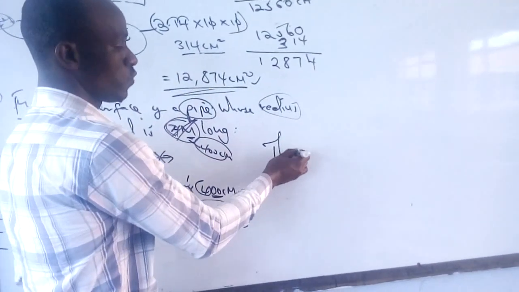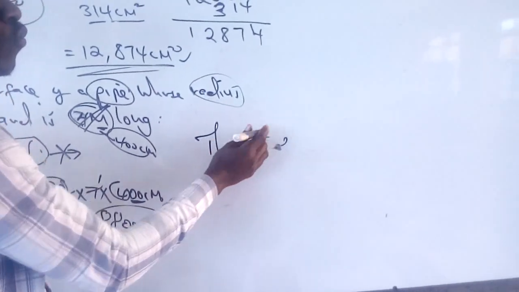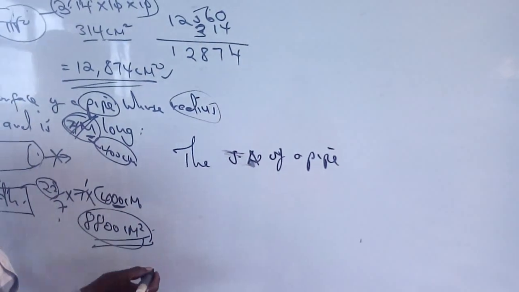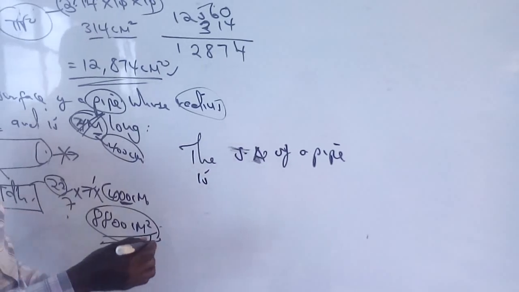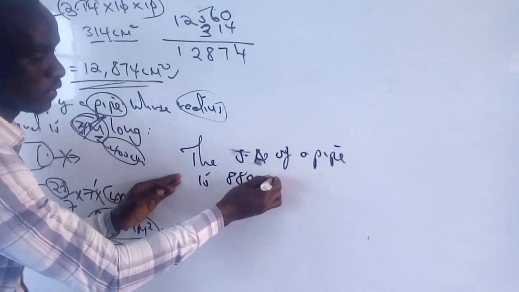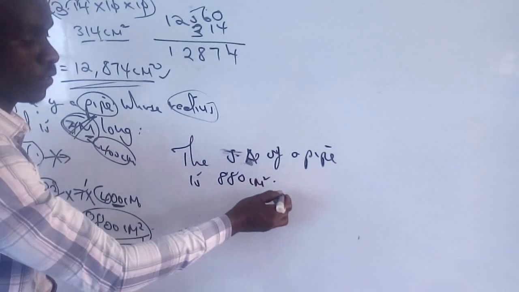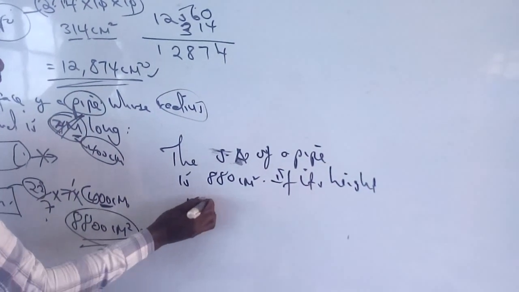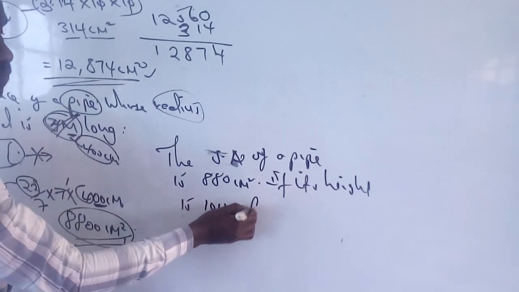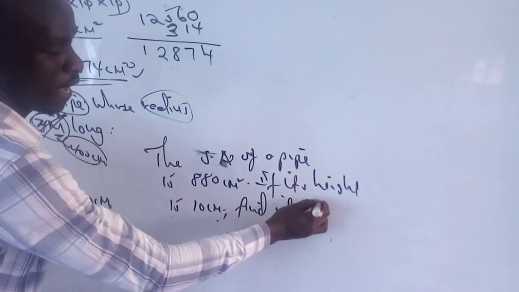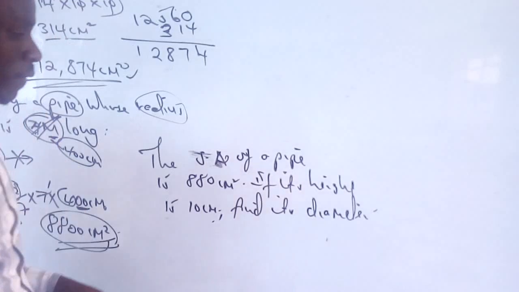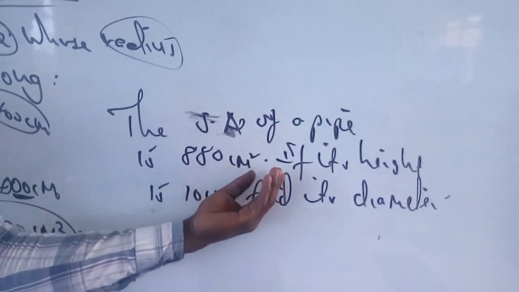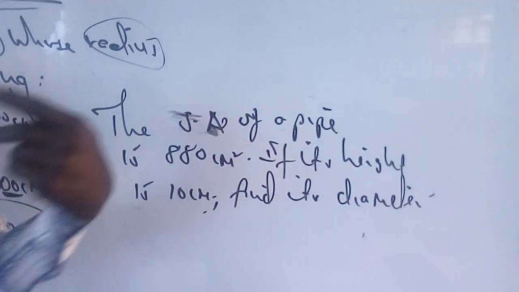At some point you find that you are told the curved surface area, or the surface area of a pipe, for example, 880 centimeters squared. And then you are told that if its height is 10 centimeters, find its diameter. I want you to look at the question. The surface area of a pipe is 880 centimeters squared. If its height is 10 centimeters, find its diameter.